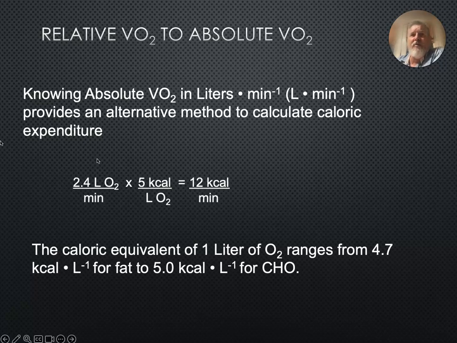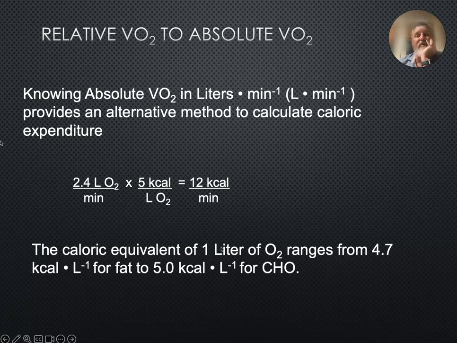So if I know my absolute VO2 in liters per minute, so if it's 2.4 liters of O2 per minute, I can multiply by 5 kcals per liter per minute to get my number of kcals per minute. So 2.4 liters of O2 per minute times 5 kcals per liter of O2 equals 12 kcals per minute. The liters of O2, those units cancel.